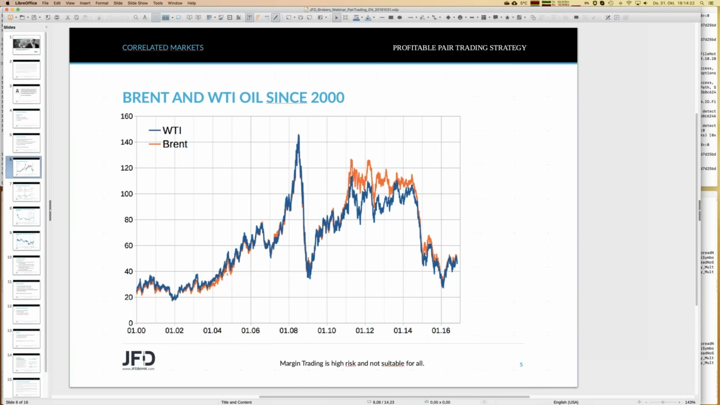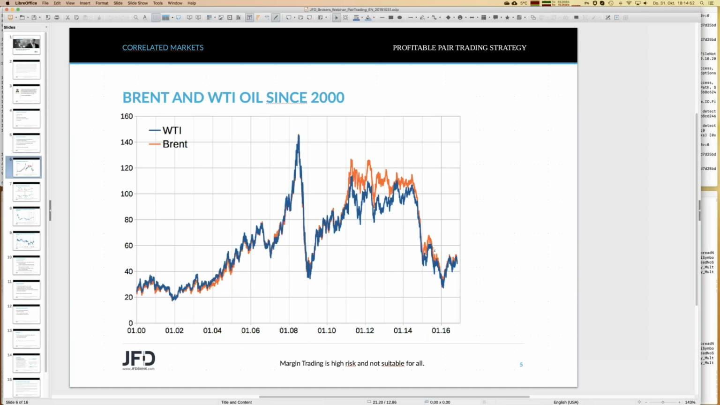There's always a small offset over a long period of time. In this decade, WTI was always a little bit more expensive than the other one, and if we look at the end of that graph, it's vice versa. But anyhow, in general, those two have the same price, or a close to constant offset.